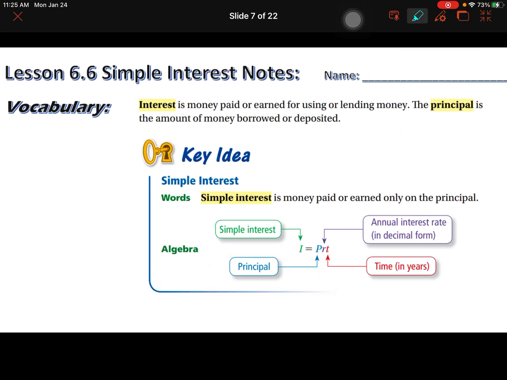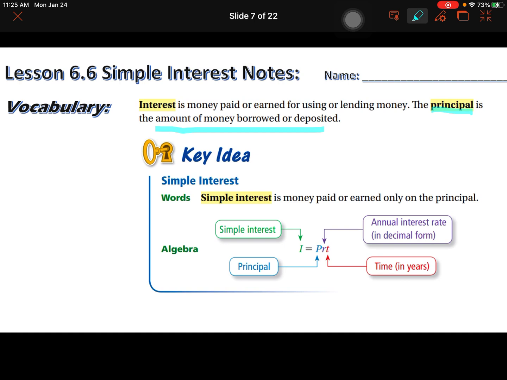Interest. Interest is the money paid or earned for lending money. So it's kind of like rent. When you go to rent an apartment or a home, you are paying somebody to use that. If you borrow money from the bank, you are going to pay rent, and that is called interest. You're paying extra money back to the bank for letting you use their money, and vice versa. It can be a positive thing as well. The principal is a fancy word for the original amount that you either borrowed or deposited. Interest is the money paid or earned only on the principal.